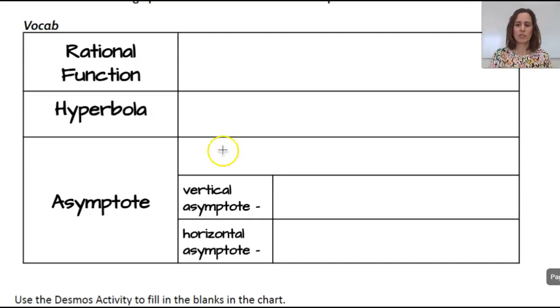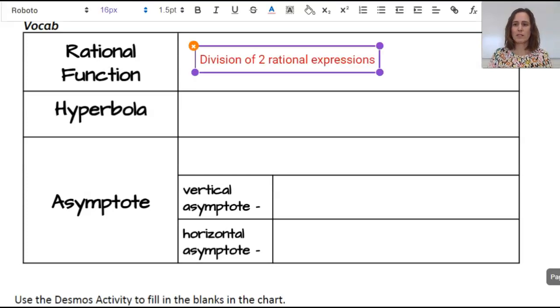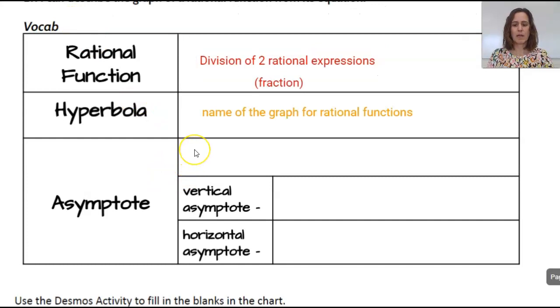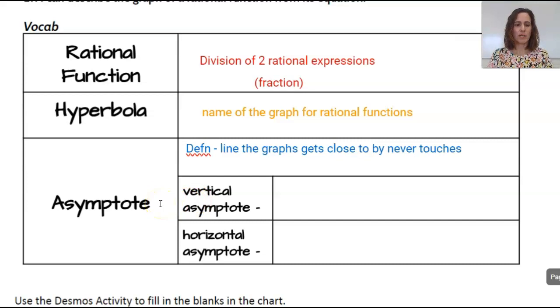The rational function, again, is the division of two rational expressions. So that's why it's always a fraction. The hyperbola is the name of the graph for rational functions. And in this next box, we're going to label the definition again. It was a line the graph gets really close to but never intersects. So the asymptote, there's two of them, the vertical asymptote and the horizontal asymptote.